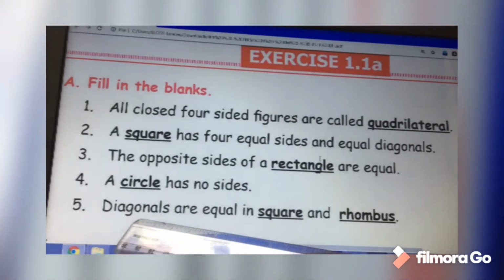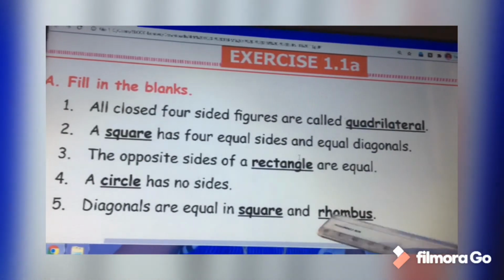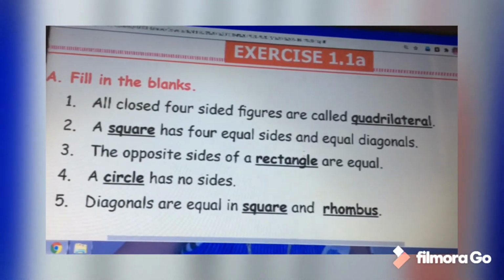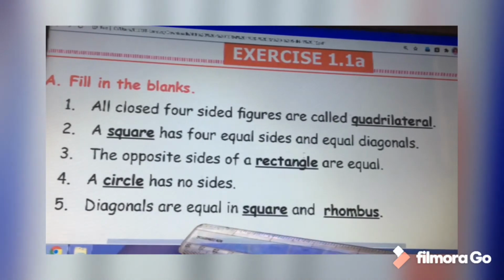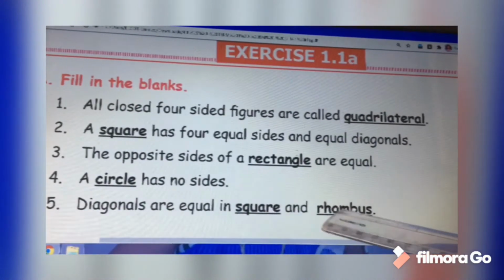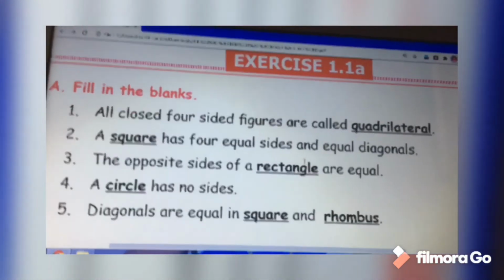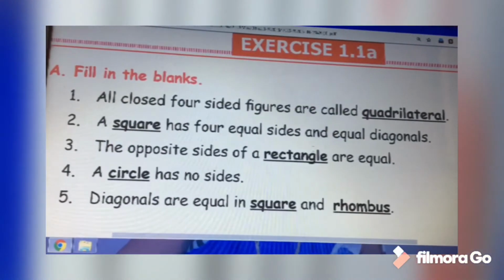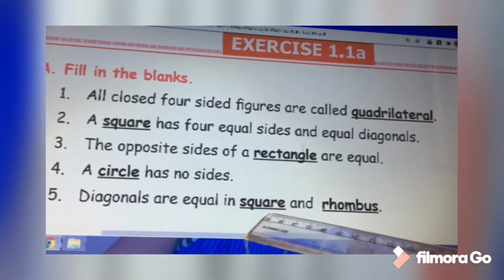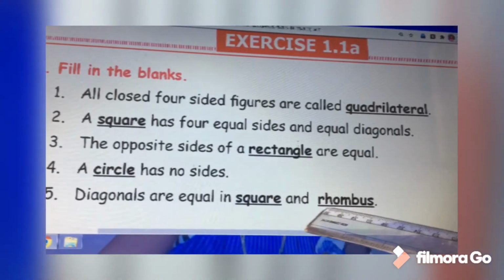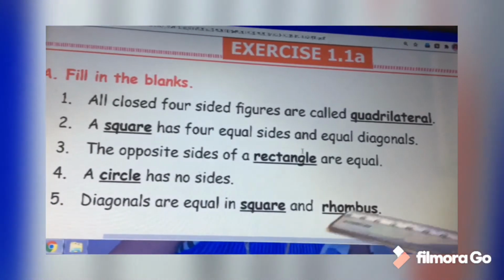Fifth question. Diagonals are equal in dash and dash. In which 2 figures are diagonals equal? Yes, square and rhombus. Square and rhombus have equal diagonals. Say the square spelling, children. S-Q-U-A-R-E. Square. Rhombus. R-H-O-M-B-U-S. Rhombus.